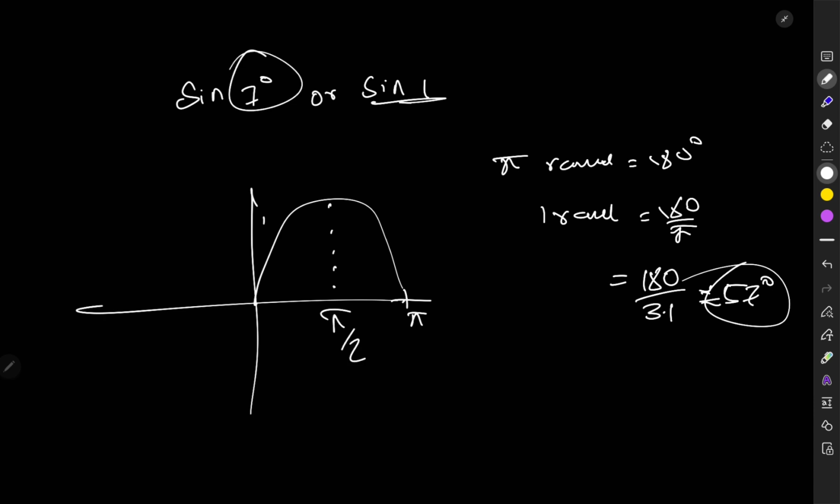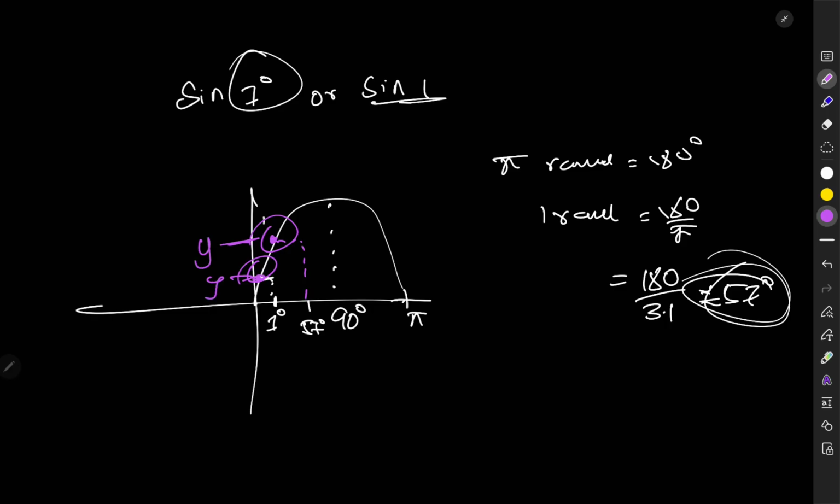So where will the 1 degree be? 1 degree will be basically here, right? And this is 90 degrees. So where will 57 degrees lie? Before 90. So 1 degree is here and 57 degrees will be somewhere here. Which is bigger in quantity? According to the y-axis you can see, right? So I can clearly say this is going to be bigger. Fine.